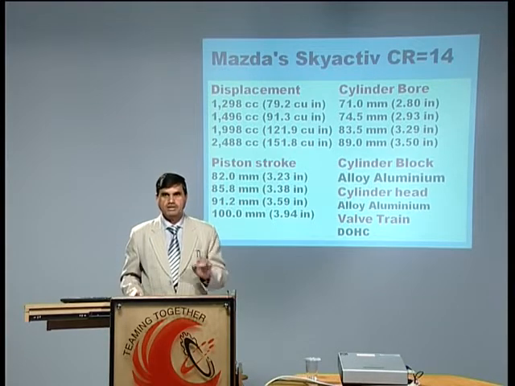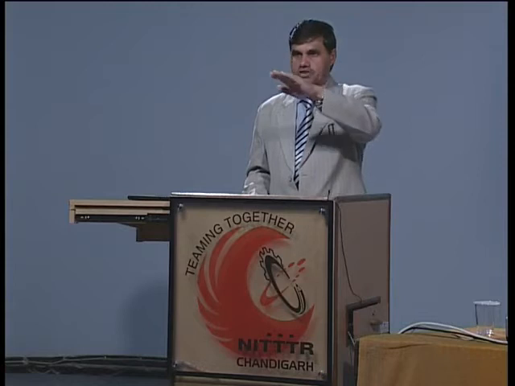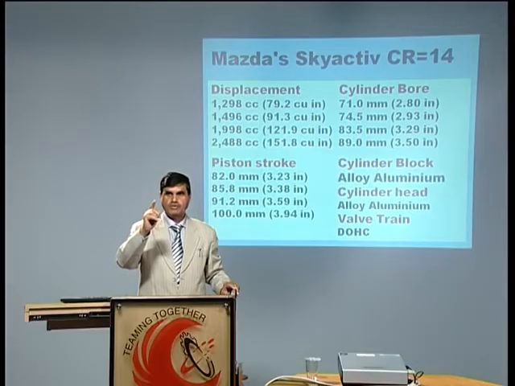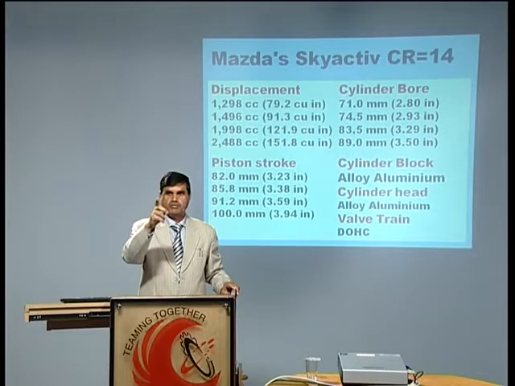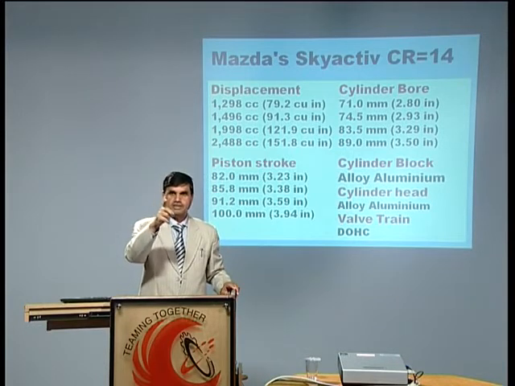100 mm. These are the piston strokes, meaning the distance between top dead center and bottom dead center. Cylinder bore diameters are indicated on the other side: 71, 74.5, 83.5, 89. Everywhere you can observe that as compared to the diameter, your piston strokes are longer. Here D is less, here S is more, it is under square.